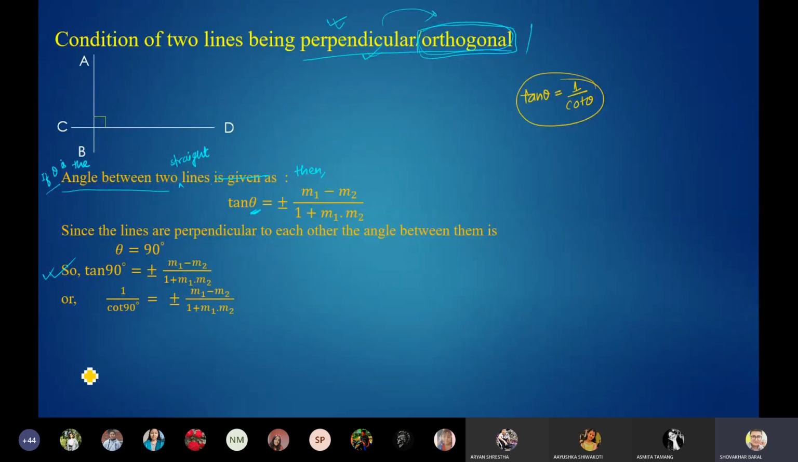Can anyone tell me the value of cot 90? It is 0. So write this please: 1 upon 0 is equal to plus minus m1 minus m2 by 1 plus m1 times m2.